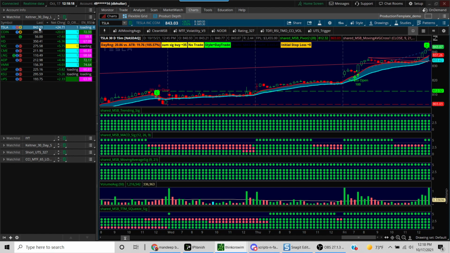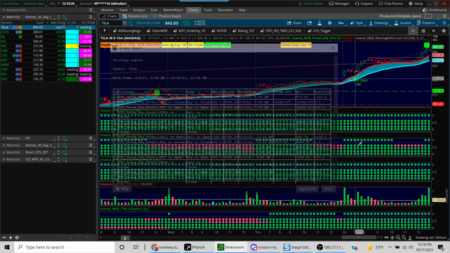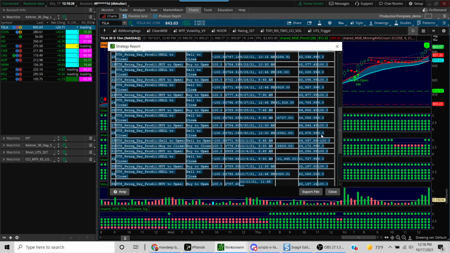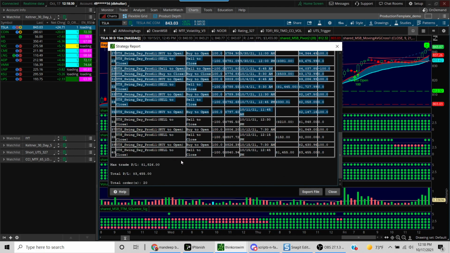So as you can see, Tesla was one of the stocks that was on the list, and once it triggered a buy, the close pretty much came on the last bar. So if we right click on that and look at the show report, and of course this data is based on the UTS trading strategy, you can see this traded like $1,455 in profit. So it was 10:15, which is Friday. The trade triggered at 7:30 and ended at 12:45.